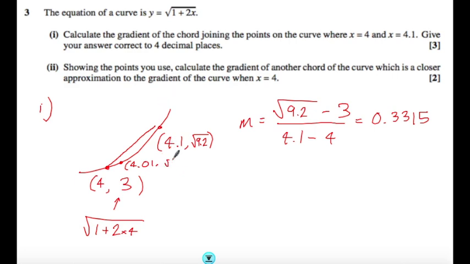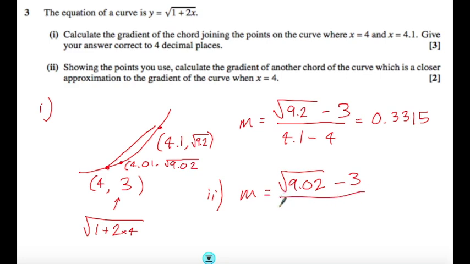So now the y coordinate will be the square root of 9.02, I want to say. I'm just going to double check that. 1 plus 2 times 4.01. Oh, whoops, I meant 4. Yeah, so again, we can work out the gradient again, doing square root of 9.02 minus 3, and now it's over 4.01 minus 4. And that will give you 0.3331, and both of these are to 4 significant figures.